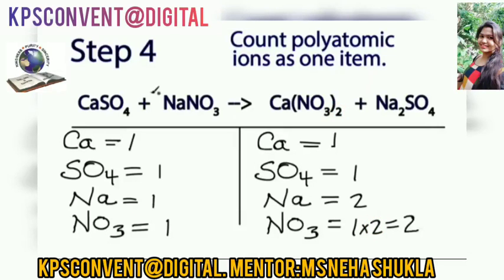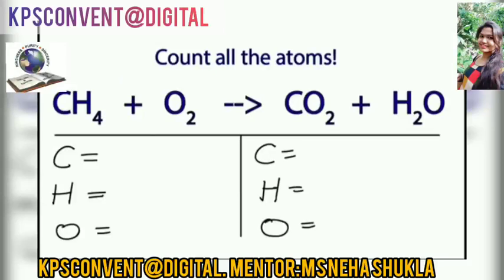So if I put the coefficient of 2 right here, that means I'll have 1 times 2, 2 Na's, but this 2 also multiplies across, so 1 times 2 for the NO3s, that gives me 2. And now everything is balanced, so by treating those polyatomic ions as just one thing, it makes it a pretty simple equation to balance. Let's wrap up with one that sometimes gives people problems.